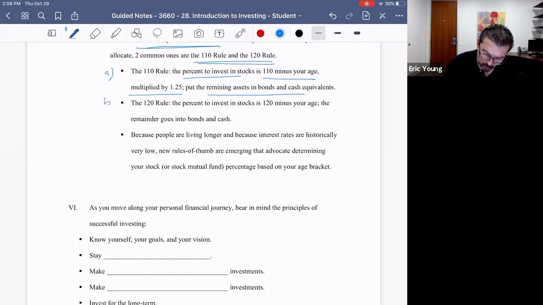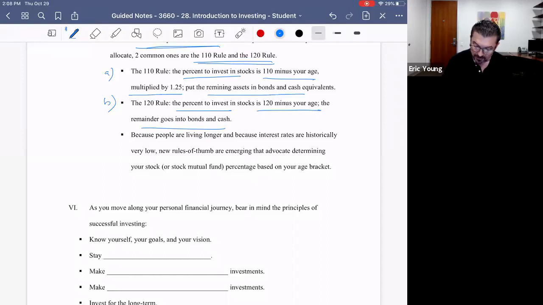You also have the rule of 120. Same type of rule, just different. With the 120 rule, you take 120 minus your age. That becomes the percent to invest in stocks. And again, the remainder in cash equivalents and bonds. Okay? These are pretty good rules of thumb.